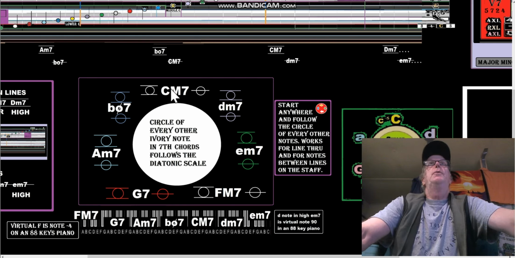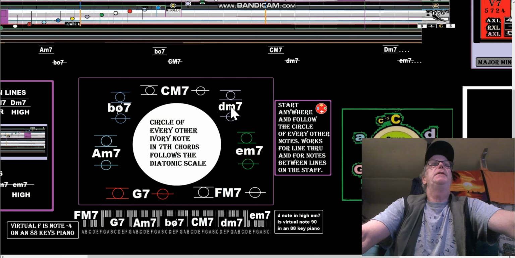Okay, so what are we talking about here? What's the significance of C minor 7, D minor 7, E minor 7, F major 7, G7, A minor 7, B half diminished 7th, and C minor 7th again? Okay, in retrospect of what we were looking at before.